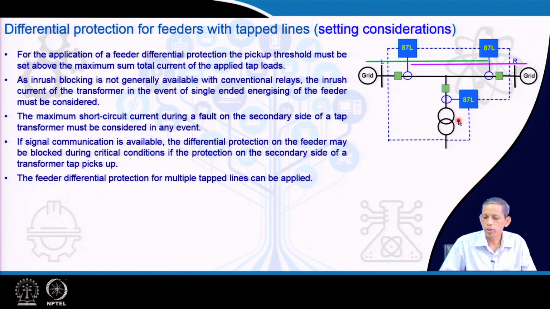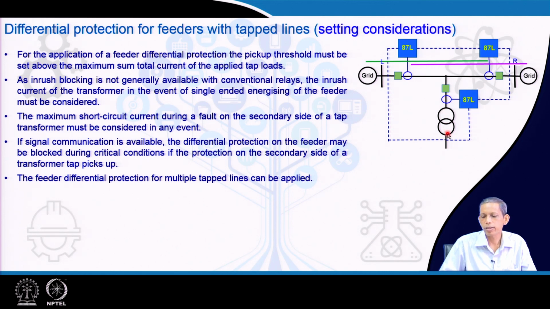So, if you have multiple taps and all these things, then the corresponding maximum tapped current must be included in the pickup setting also. Now, whenever you switch on the system from one end after some maintenance, at that time the inrush current will flow. This inrush current is a very large amount, 5 times and so at times.